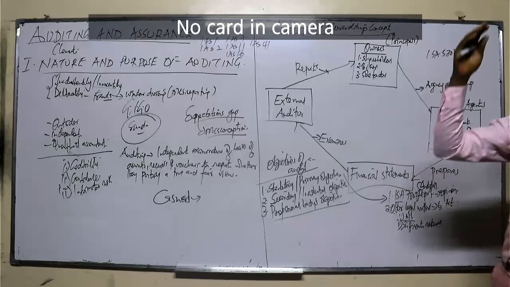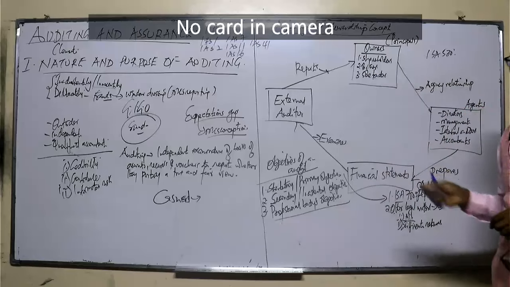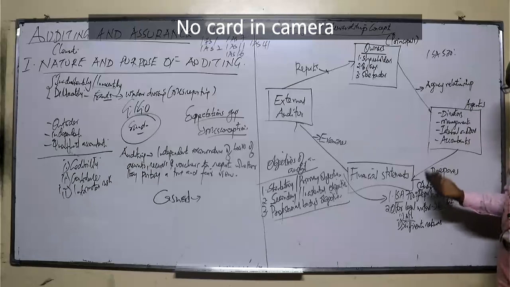But you're not required to get all these ISAs. When we move next semester to advanced level, it's compulsory that you get these ISAs right. But as for now, you need not. But if you get them, better for you. It's not compulsory, you don't need to cram them. But if you get them right, well and good. So we are saying, guided by ISA 530, we go ahead to sample.